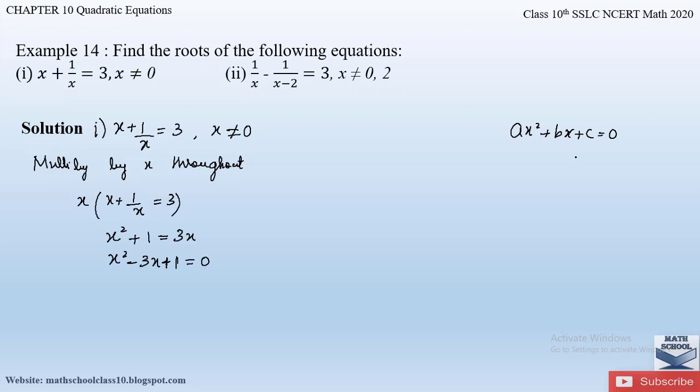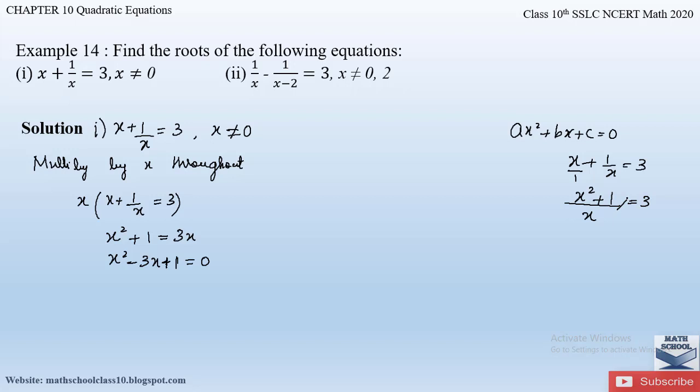Let me also show you how to bring this equation into the standard form of a quadratic equation by taking the LCM, that is, x plus 1 by x is equal to 3. Here x divided by 1 is there, so if we take the LCM, it will be x. So 1 x times gives you x, so x into x will be x square, plus again since the LCM is x, x one time is x, so 1 into 1 is 1, is equal to 3.